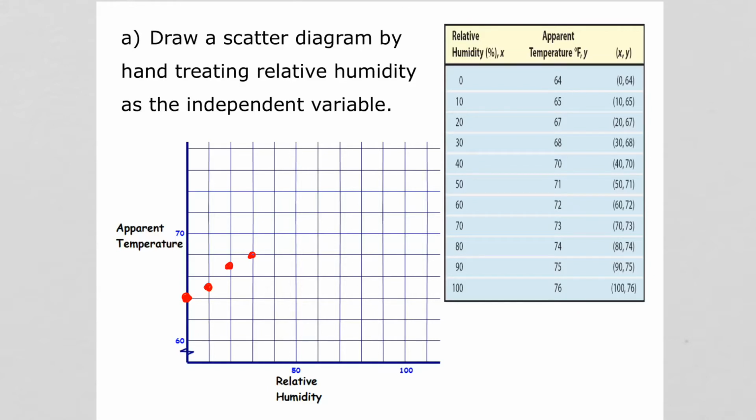30, 68, 40, 70, 50, 71, 60, 72, 70, 73, 80, 74, 90, 75, and 100, 76. Okay, so there's the scatter diagram.